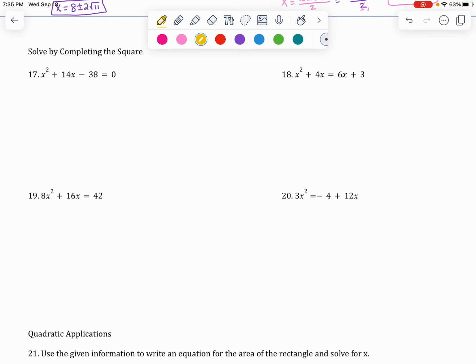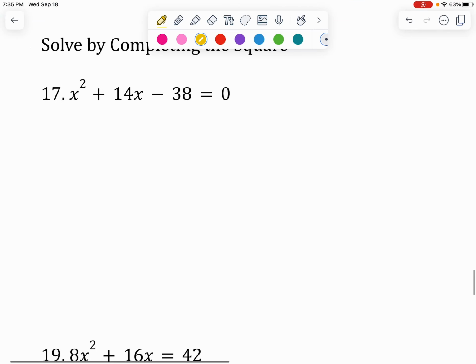These questions ask us to solve by completing the square. The first step for completing the square is to move the constant to the other side. So I'm going to add 38 to both sides, and I get x squared plus 14x. And I'm going to leave a space. That's going to allow us to complete the square later.